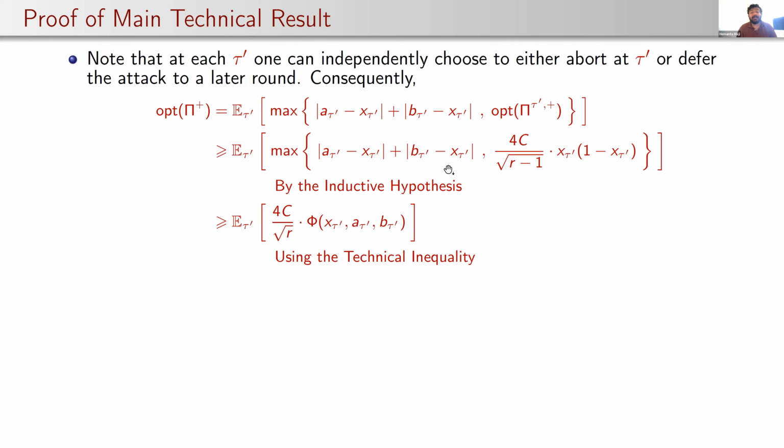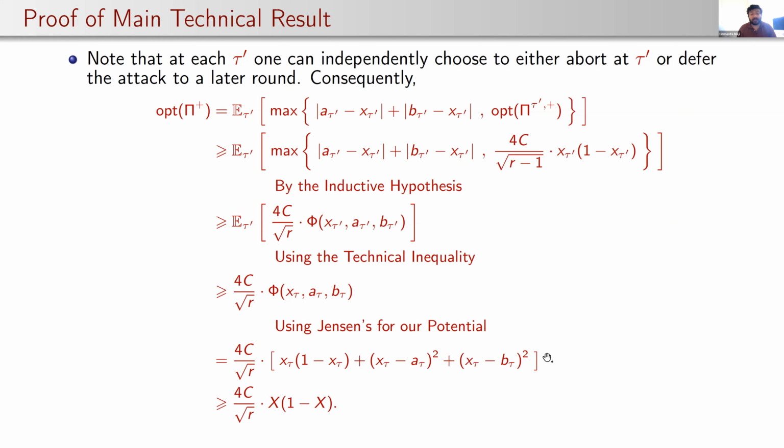By the technical inequality, we know that the maximum of these 2 is related to the potential of the 3 variables x, a, and b at tau prime. By Jensen's, we can push the expectation inside and we get the x, a, and b at tau. Now we can expand the potential function. Note that these 2 quantities are non-negative. So this is at least the variance of x. X tau is x in this expression. Any questions about this analysis?